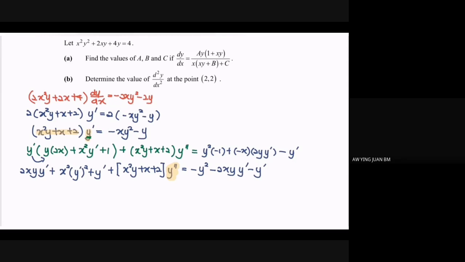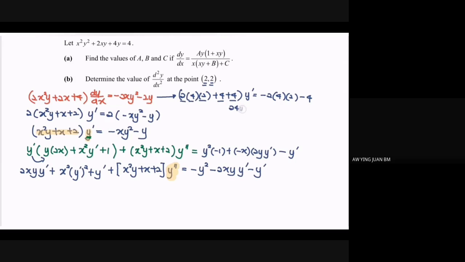Next, what I'm going to do is to substitute the values. Here we have x equals 2 and y equals 2. The next value that we are going to find is y prime. So now I'm going to substitute the values into this part. We will have 2(4)(2) plus 4 plus another 4, and y prime equals negative 2(4)(2)(4). With the help of the calculator, 4 multiplied by 2 is 8, multiplied by 2 is 16, plus 4 is 20, plus 4 is 24.